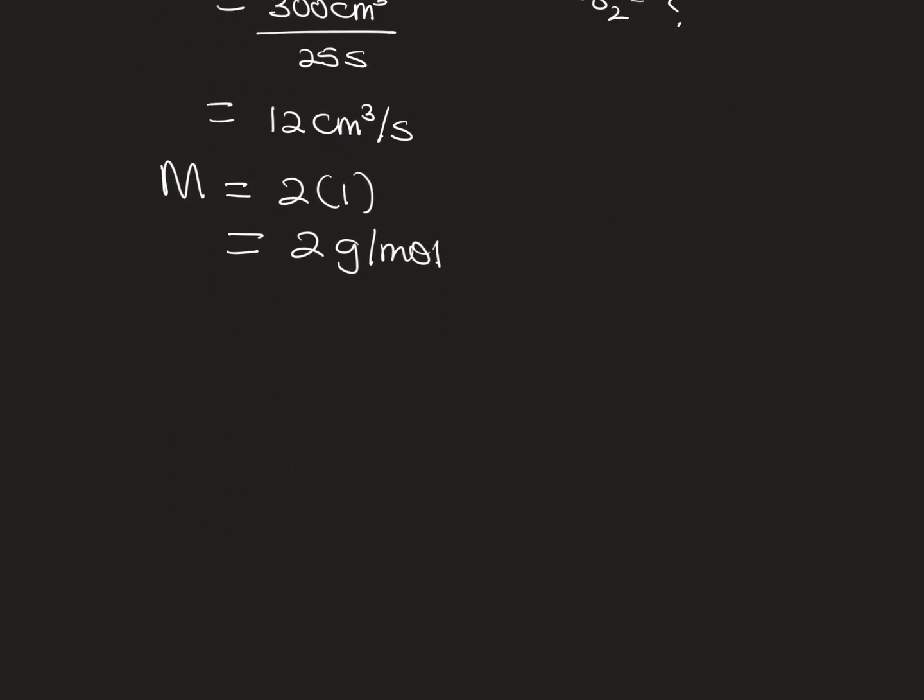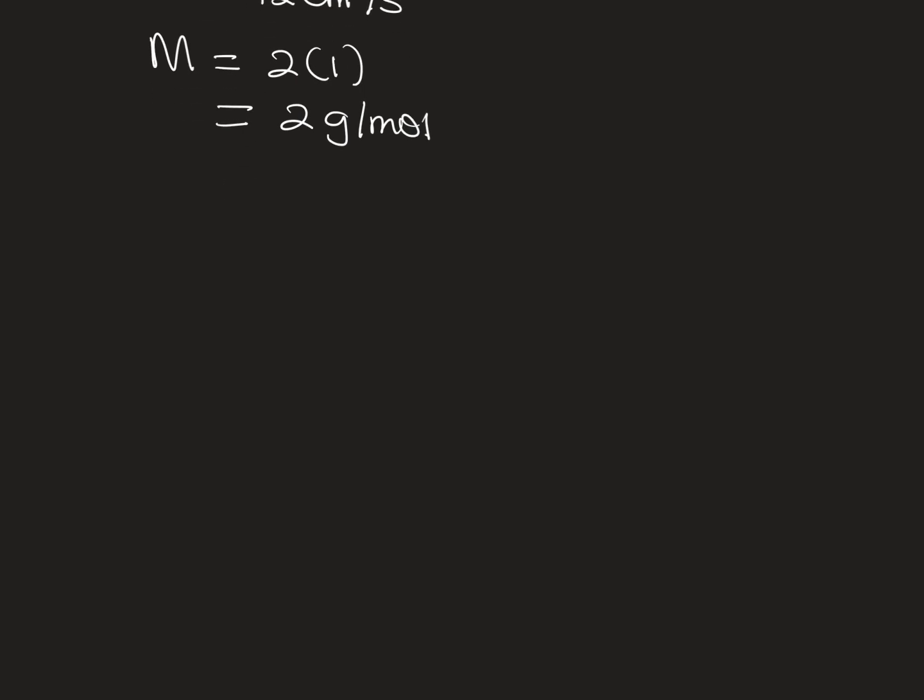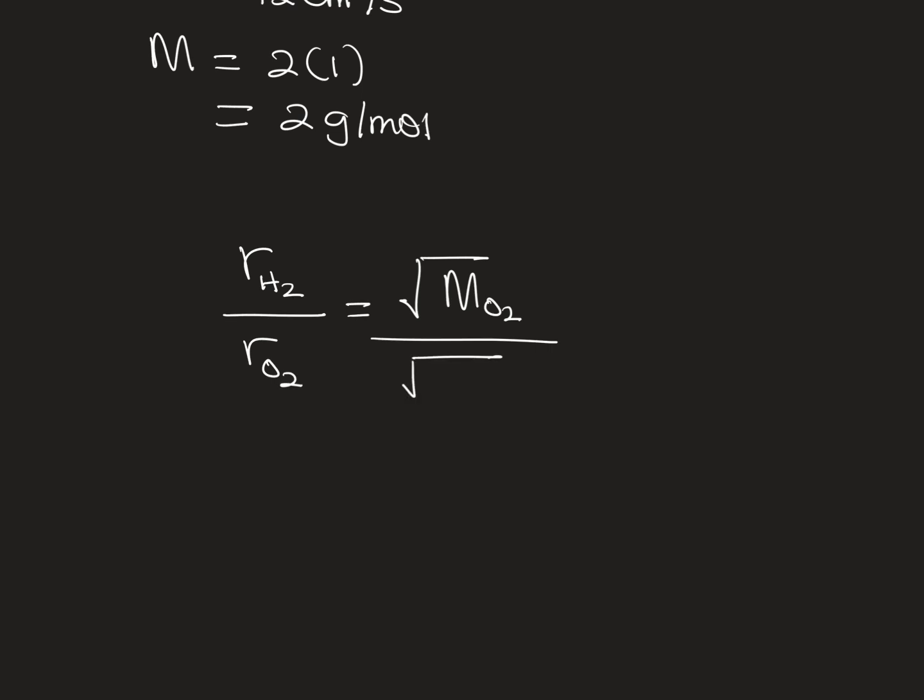According to Graham's law of diffusion, the rate of diffusion of a gas is inversely proportional to the square root of its molar mass. So the rate of diffusion of hydrogen gas over the rate of diffusion of oxygen gas will be in inverse proportionality. That will be the square root of the molar mass of oxygen gas over the square root of the molar mass of hydrogen gas. Look at it. The relationship will always be inverse.